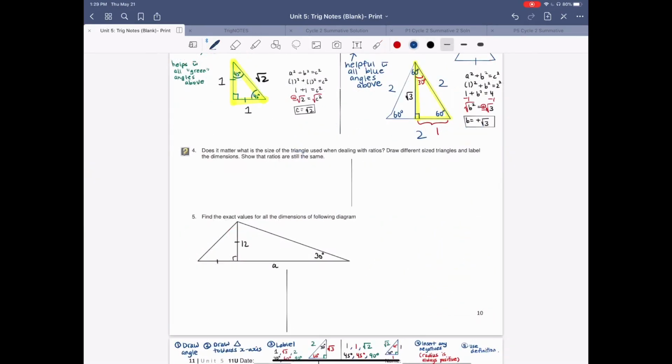Use when dealing with ratios. Draw different size triangles and label the dimensions, show that ratios are still the same. So think about like a cookie recipe or a baking recipe. Will the ratio of how you're cooking change? If you're cooking for 12 people versus for 2 people, will the ratio of how you're using the recipe change? Think about that for a second. Well, it shouldn't, because you're just changing how many times you're going to have that ingredient.